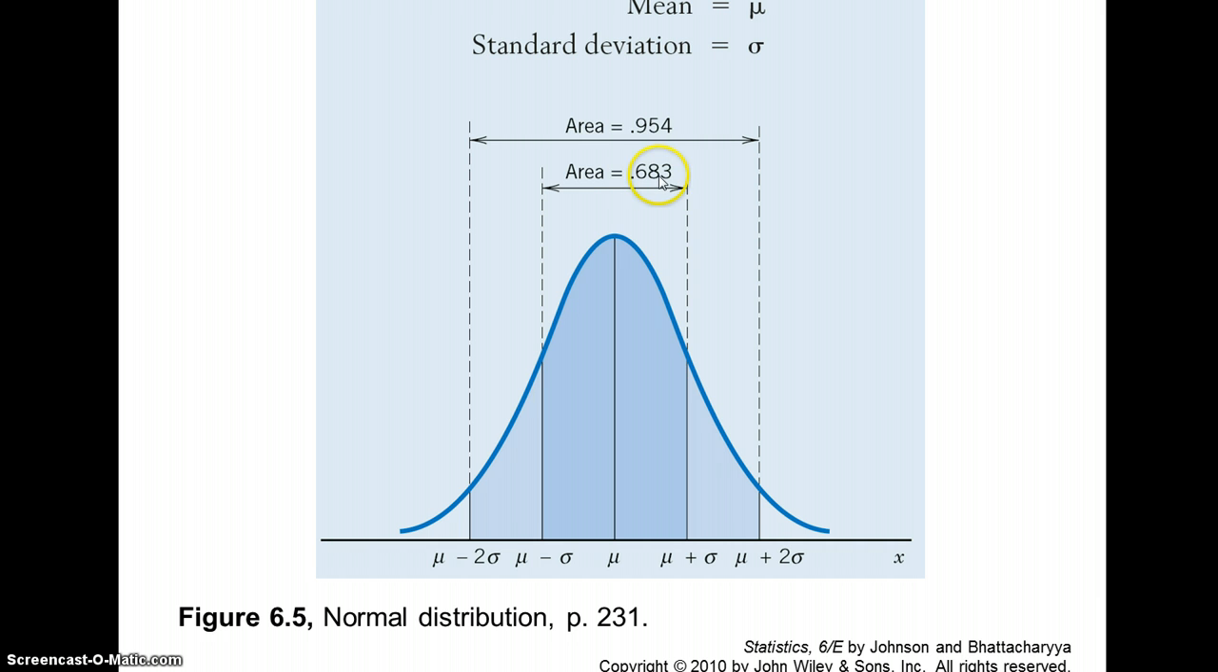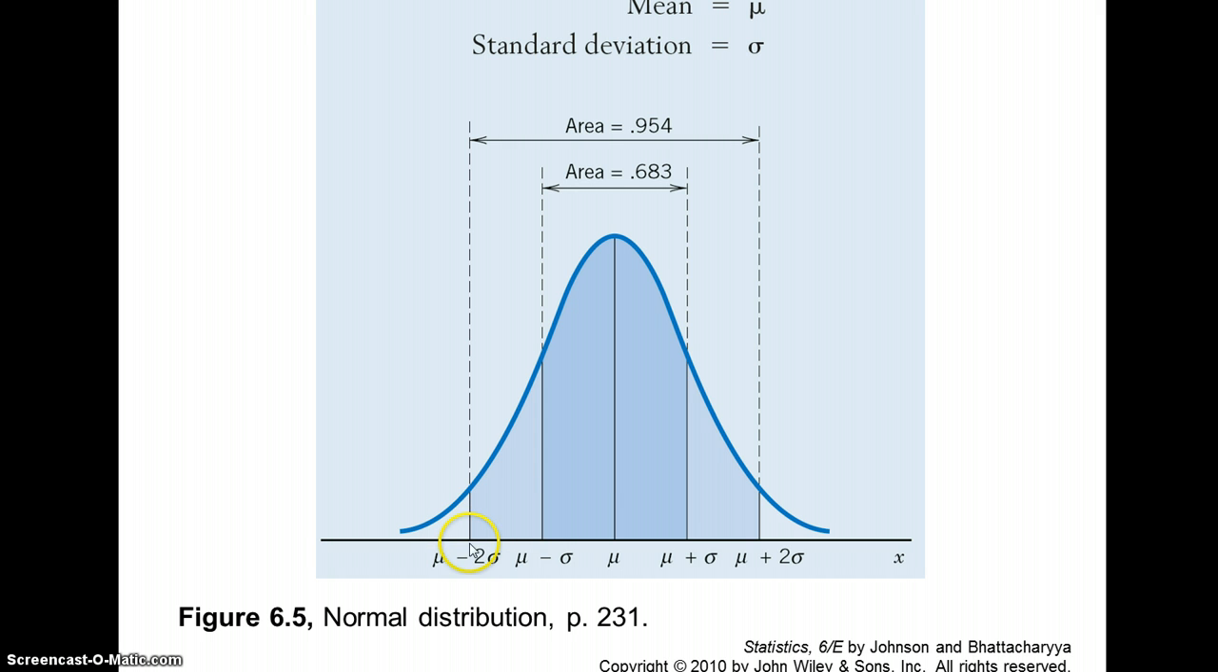That means 68.3% of people's height will fall into this area. So this is 6.5 here, this is 6 and 7 here. That's like saying 68.3% of people's heights are between 6 feet and 7 feet. Well, I was just giving a random number, so it may not be true.